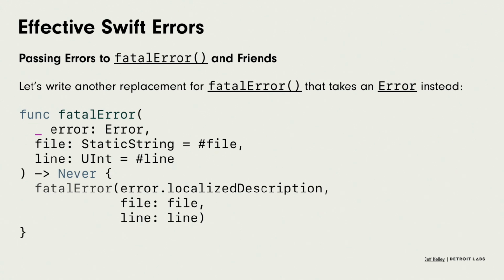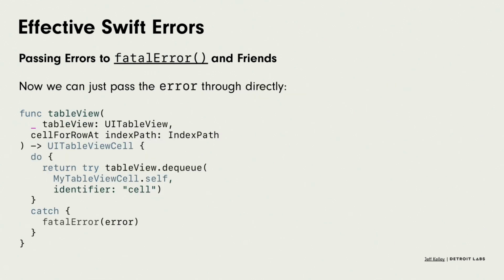So I'm going to write another wrapper here. And this one is just going to take an error. So now I will just pass the error into fatal error, it'll take the localized description out and automatically show that message. Great. So now, we'll get our table view cell, and if it's the wrong type, we'll just throw that fatal error up.